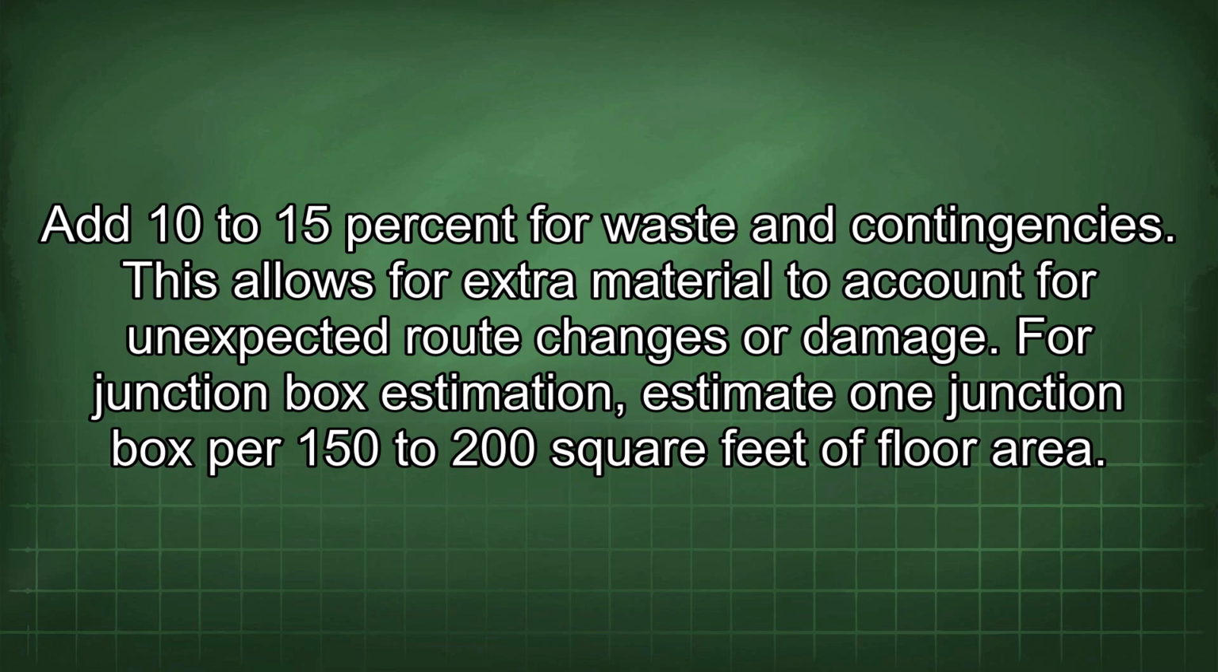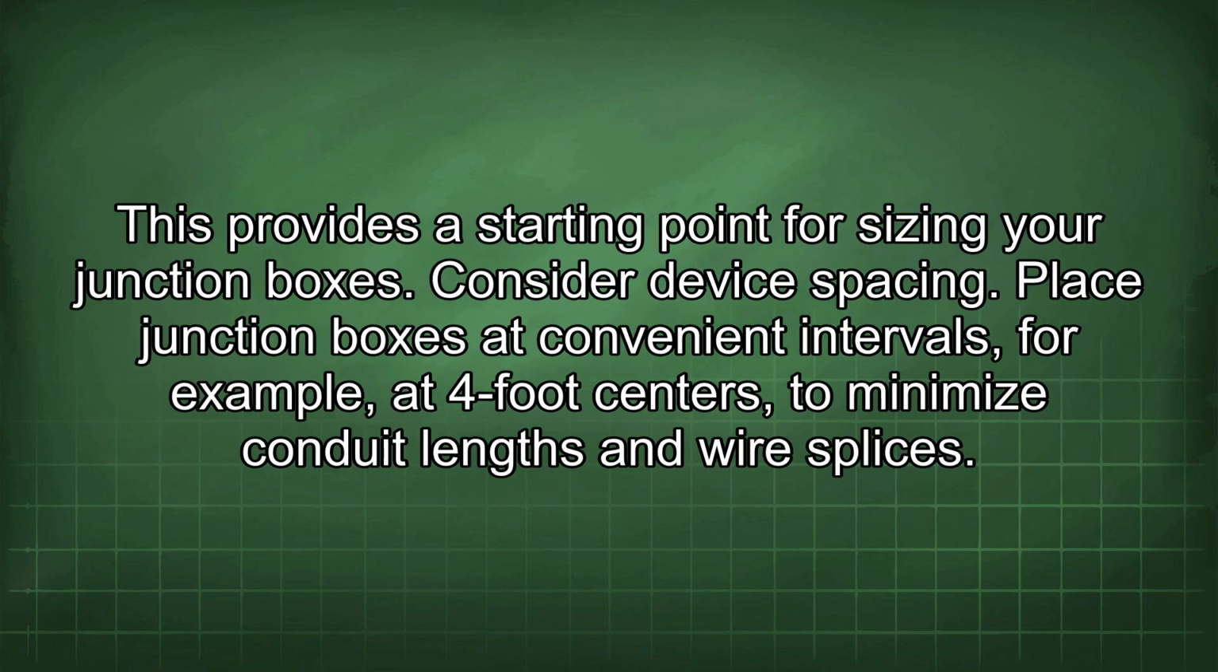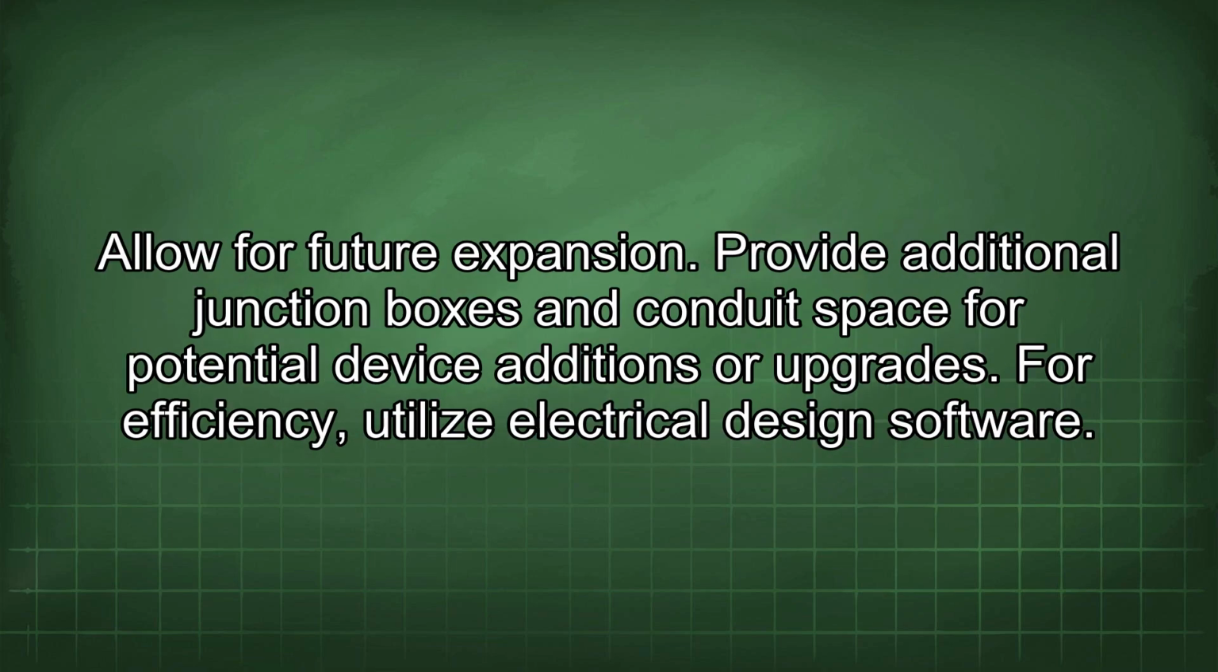For junction box estimation, estimate one junction box per 150 to 200 square feet of floor area. This provides a starting point for sizing your junction boxes. Consider device spacing. Place junction boxes at convenient intervals, for example, at 4-foot centers, to minimize conduit lengths and wire splices. Allow for future expansion. Provide additional junction boxes and conduit space for potential device additions or upgrades.